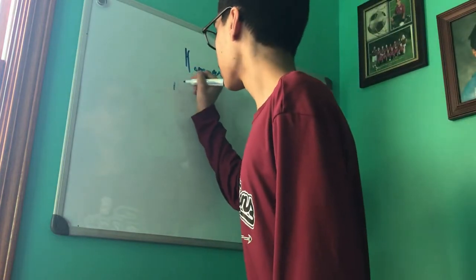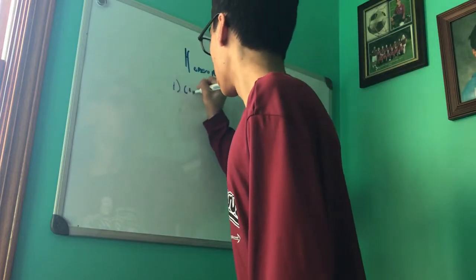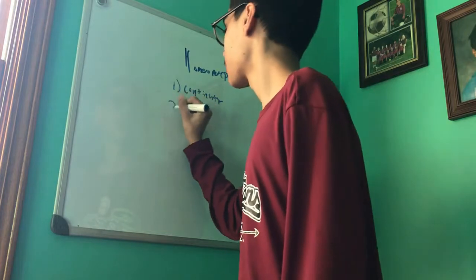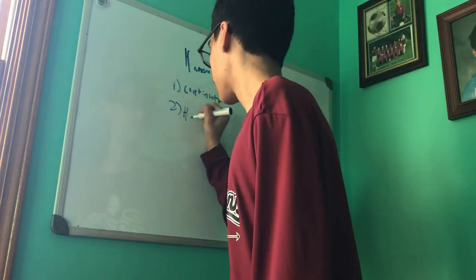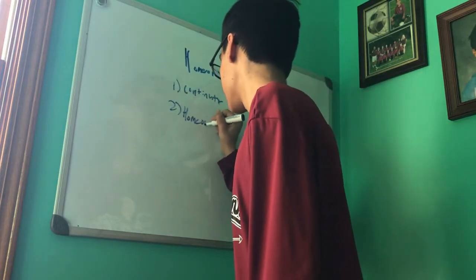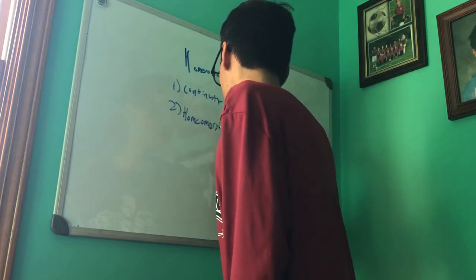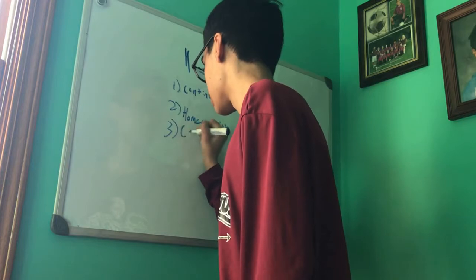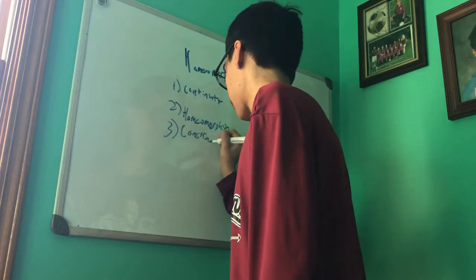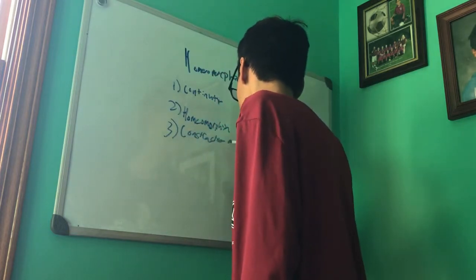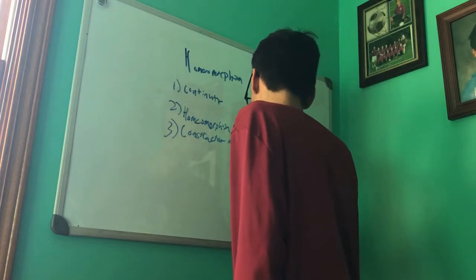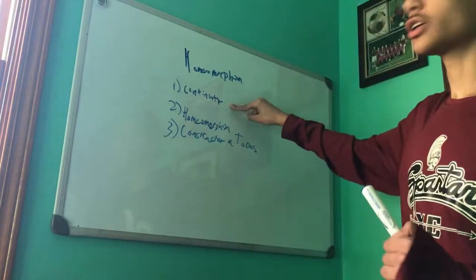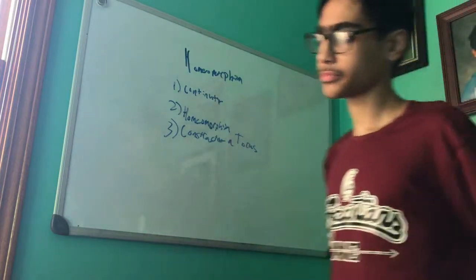So the first thing I'm going to talk about is continuity. Second, what a homeomorphism actually is. And lastly, constructing a torus. Okay, so we're going to go with continuity first.